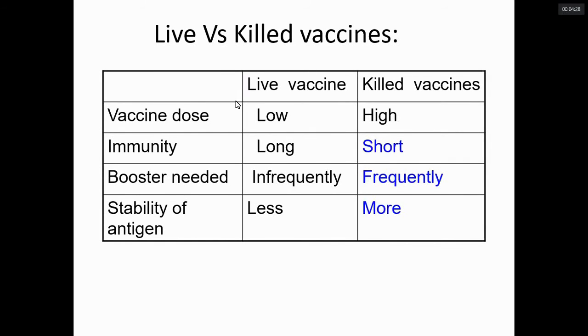Live versus killed vaccines. For live vaccines, a low dose can be given because the pathogen is going to replicate in the host. So a low dose is sufficient for a live vaccine, but for a killed vaccine, a high dose is to be given. Live vaccines provide longer immunity, and killed vaccines shorter immunity. Booster needed: infrequently, since a single dose is sufficient for a live vaccine, but for killed vaccines you have to give booster doses frequently. In live vaccines, the stability of antigen is less. In killed vaccines, stability is more.